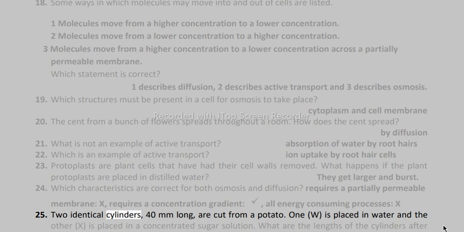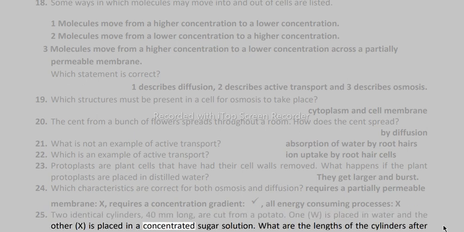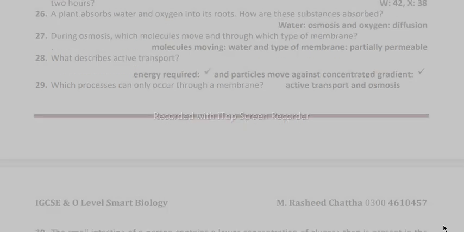25. Two identical cylinders, 40 mm long, are cut from a potato. One, W, is placed in water and the other, X, is placed in a concentrated sugar solution. What are the lengths of the cylinders after 2 hours? W, 42; X, 38.